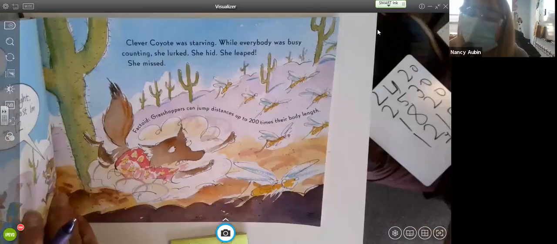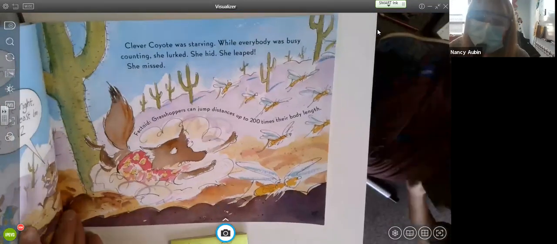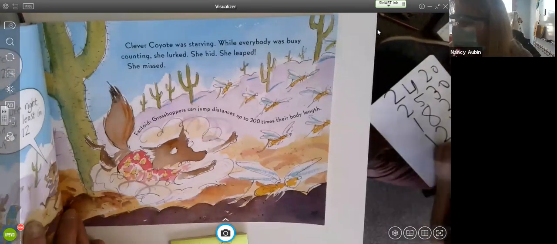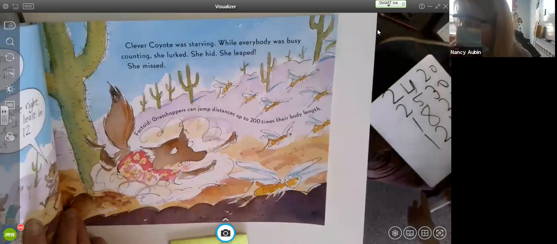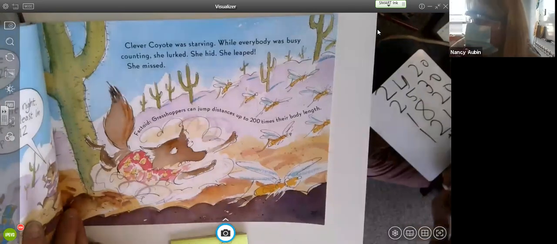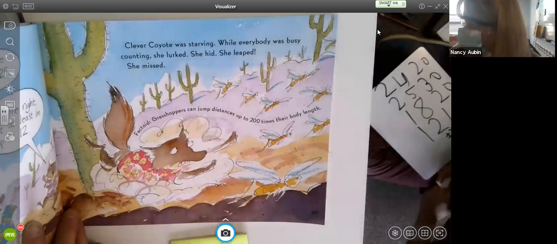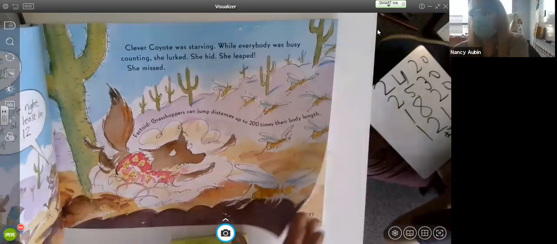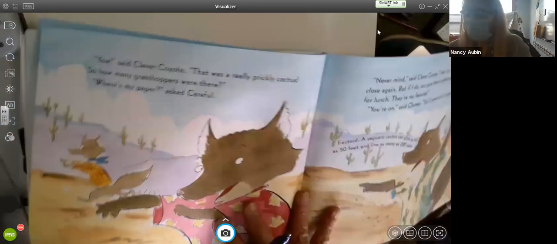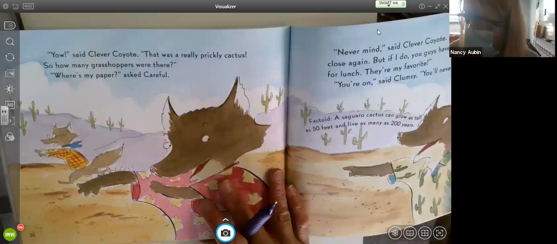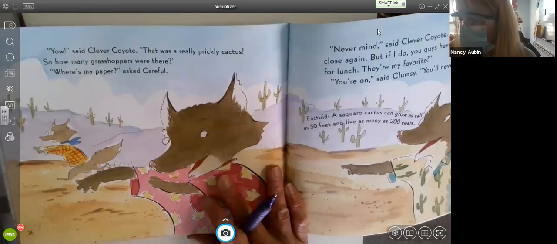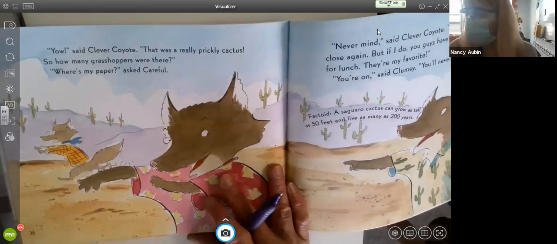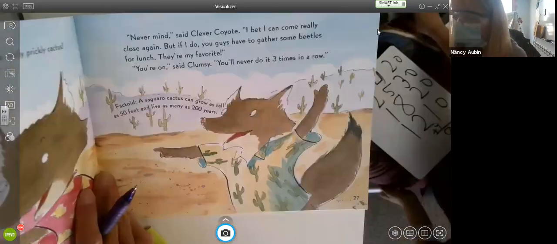Clever Coyote was starving. While everybody was busy counting, she lurked, she hid, she leaped, she missed. Factoid: grasshoppers can jump distances up to 200 times their body length. What? Yow, said Clever Coyote. That was a really prickly cactus. So how many grasshoppers were there? Where's my paper? Asked Careful. Never mind, said Clever Coyote.